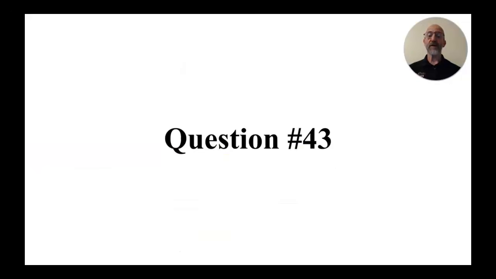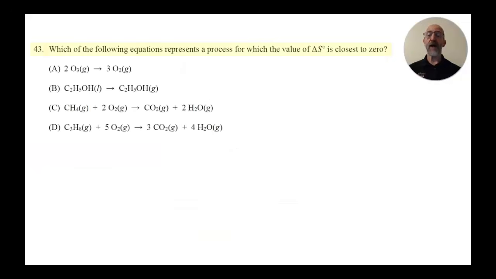In question 43, it says, which of the following equations represents a process for which the value of delta S, the change in entropy, is closest to 0? So what I will do as I analyze these four choices is I will count the number of moles and consider any phases of matter. Looks like the majority of these substances are in the gaseous state, but let me go ahead and count the number of moles on the left and the right.